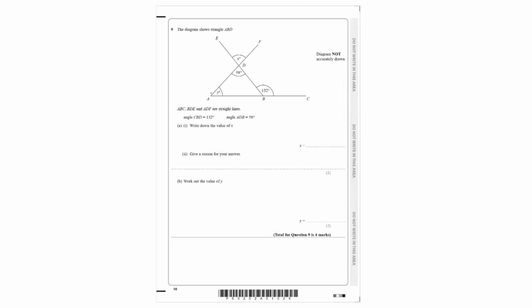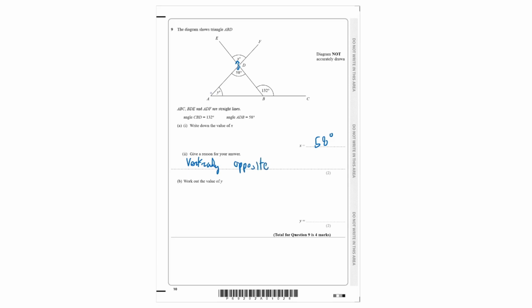The diagram shows triangle ABD. Angle CBD is 132 degrees and angle ADB is 58 degrees. Work out the value of x. Since I can see that it is vertically opposite to 58, I know that x is just 58 degrees. Give a reason for your answer. Well, it is vertically opposite.